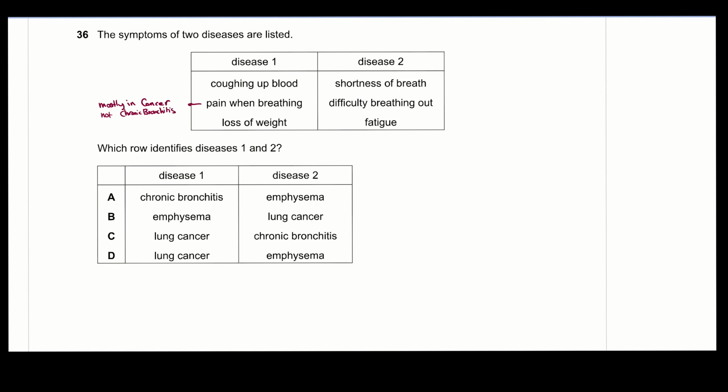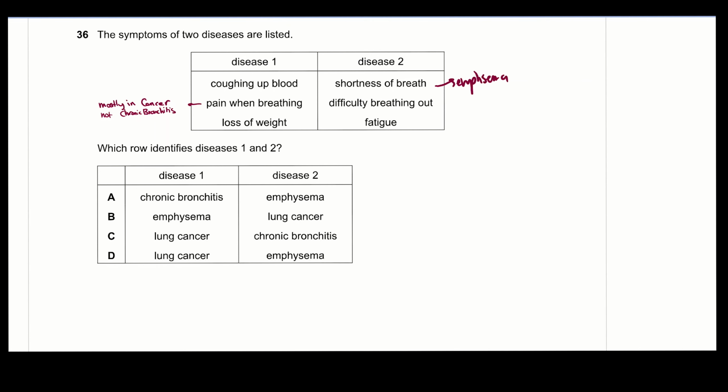The symptoms of 2 diseases are listed. Before we start answering this question, the syllabus for 2022 onwards has this part deleted, so it's not in the syllabus anymore, but we're going to answer just in case. To start with, which row identifies diseases 1 and 2? Disease 1, coughing up blood, pain when breathing, loss of weight. Let's just ignore this for the moment. Disease 2, shortness of breath, difficulty breathing out, fatigue. This is definitely going to be emphysema.